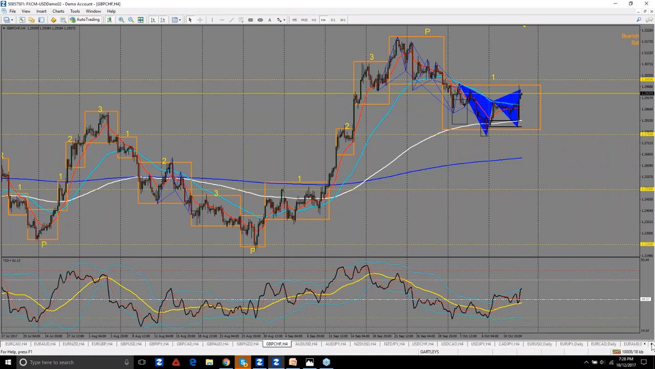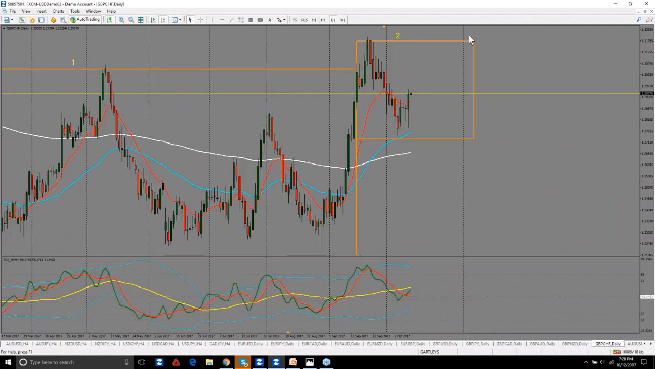So what we need to do is look at the daily. If you look at the daily on all the pound pairs, you're in level 2 long. That means there's a reset.